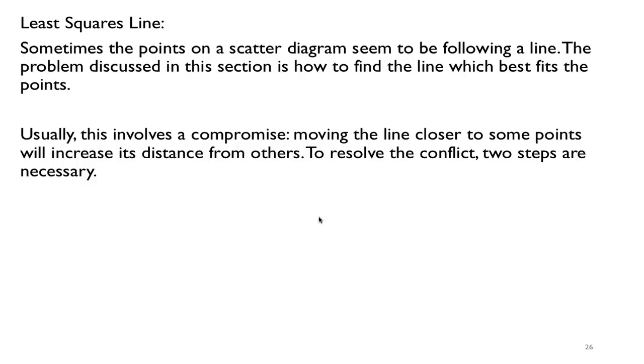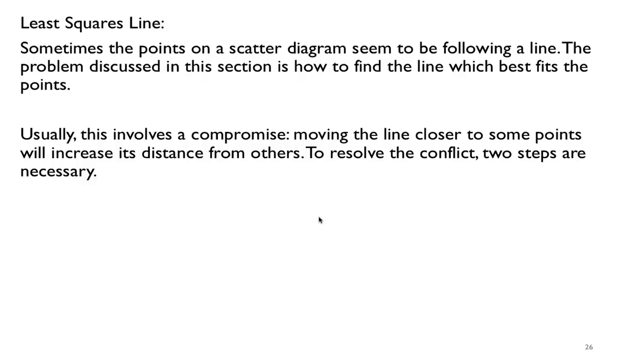Sometimes the points on the scatter diagram seem to follow a line, and so the problem that we discussed in this section is how to find the line that best fits these points. There's a little bit of a compromise here, because if I were to move the line closer to some points, that will increase the distance from other points. And so we want to find a compromise to find the line of best fit.